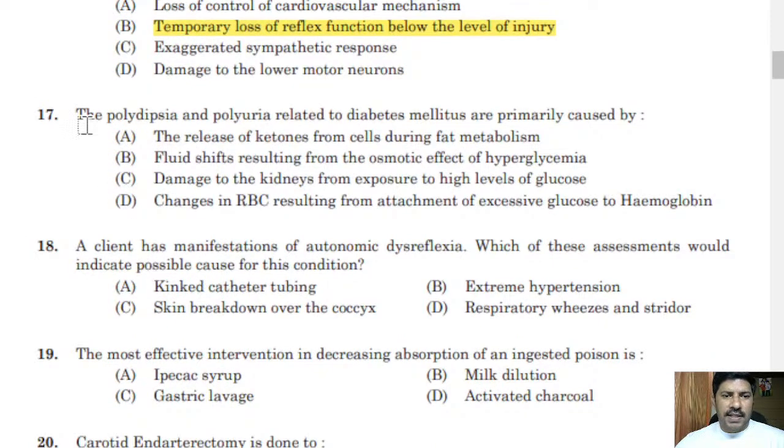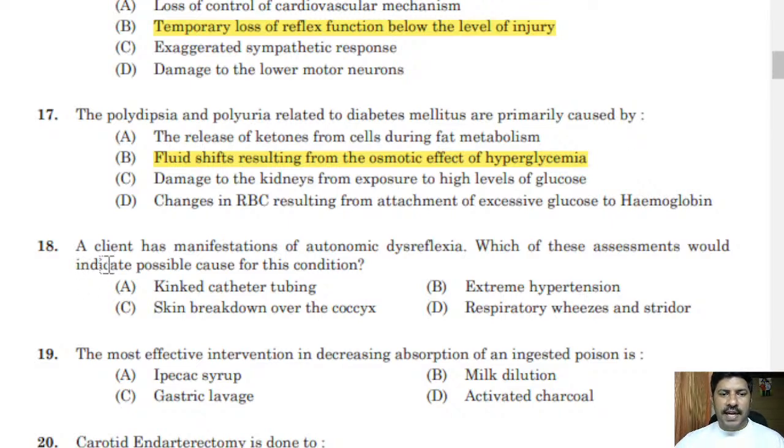Then 17th question. Polydipsia and polyuria related to diabetes mellitus are primarily caused by? Correct answer, fluid shift resulting from osmotic effects of hyperglycemia. So during the hyperglycemia state, that fluid shift will make the kidney get more fluids to remove the excess of sugar. So that is the pathophysiology of polydipsia and polyuria in diabetes mellitus.